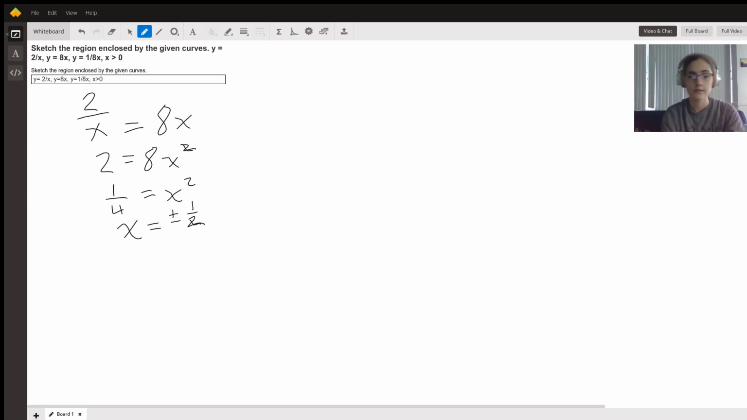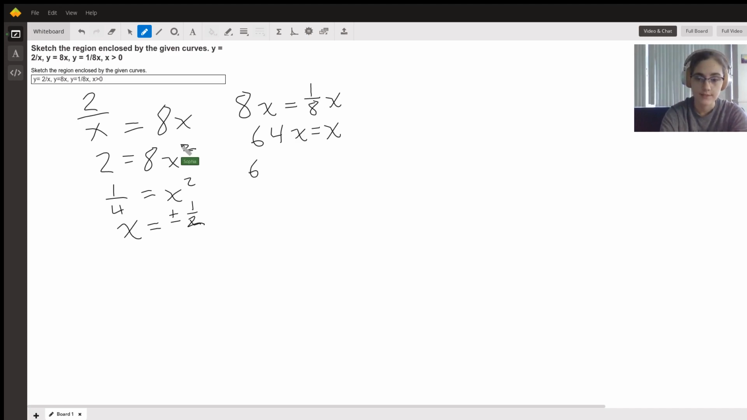The next two, let's do 8x and 1/8 x. Set them equal to each other: 8x equals 1/8 x. Then multiply by 8 on both sides: 64x equals x. Then subtract x from both sides, so we have 63x equals 0. Sorry, I keep looking away, I've got my notes on my whiteboard. So if 63x equals 0, then x has to equal 0. That's where those two graphs intersect.